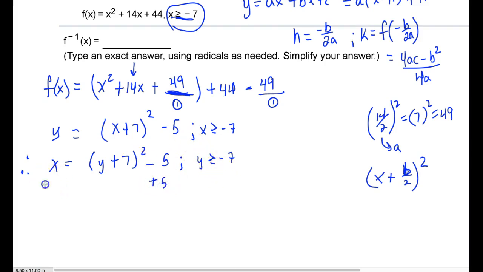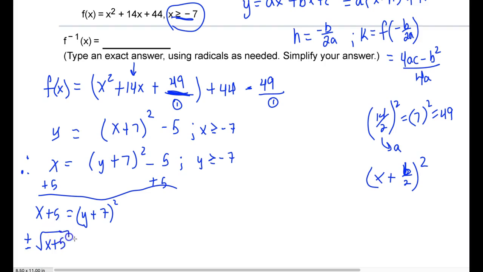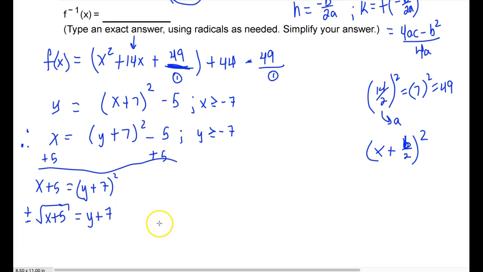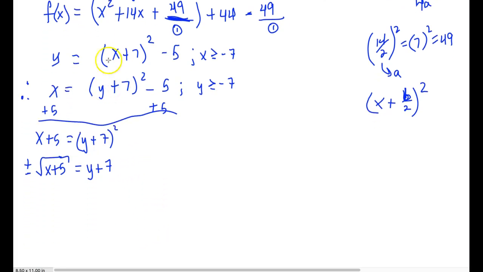So solving for y now, we'll add 5 to both sides, and we'll have x plus 5 equals y plus 7 quantity squared. And at this point, we can take the principal root of both sides. So this will be plus or minus square root of x plus 5, all that equal to y plus 7. Go ahead and scroll down a bit here. So now at this point, we realize again that y has to be greater than or equal to negative 7.